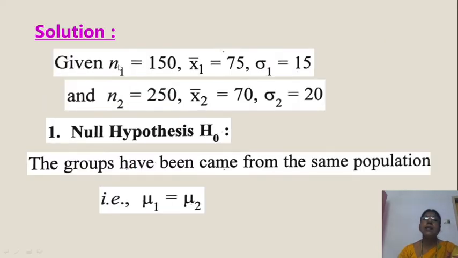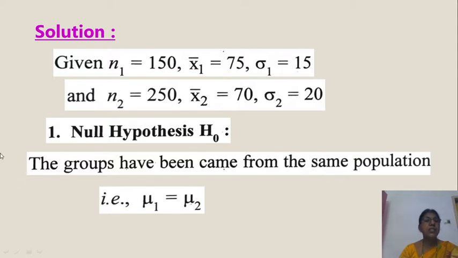Now write the solution. First write the data. In the first group, N1 is 150, the mean IQ x1 bar is 75, and the SD is 15, which is sigma 1. Similarly, in group 2, the number of students is 250, so N2 is 250, the mean IQ x2 bar is 70, and the SD is 20, which is sigma 2.